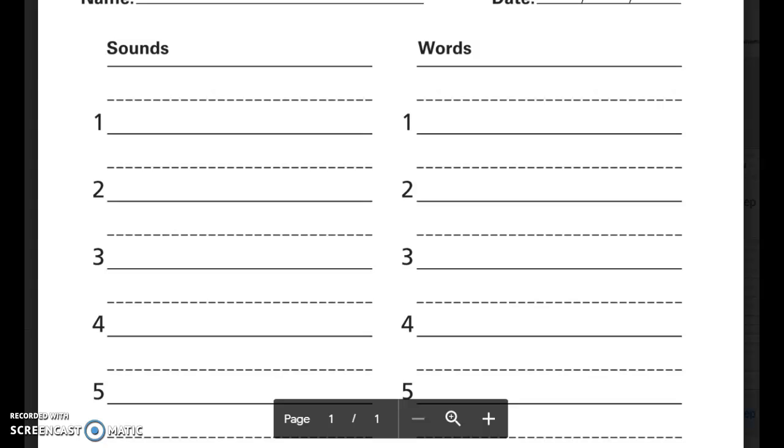Mom did not let Jim jump on the bed. All right, phenomenal job, guys.